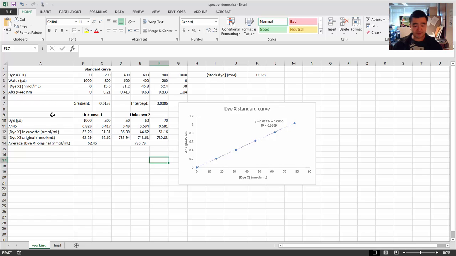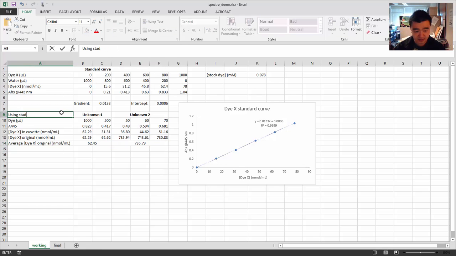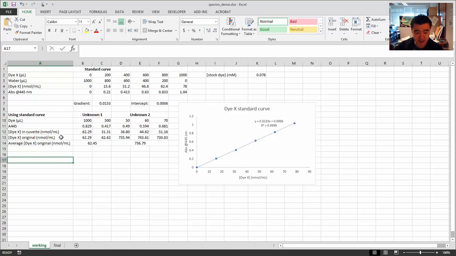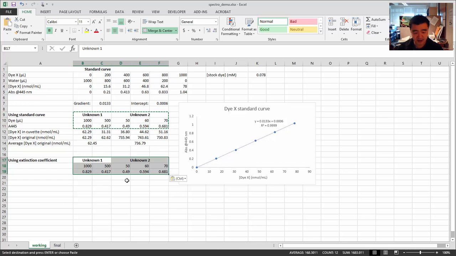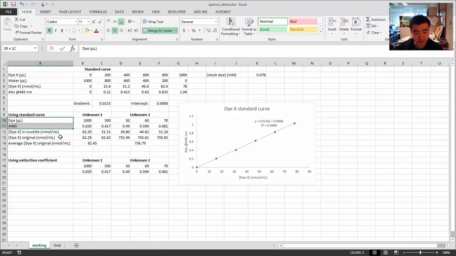Okay, so in this instance, what we've done is we've worked out the concentration of dye using our standard curve. So let's write using standard curve over here and put that in bold. Now another way to work this out is by using the quoted extinction coefficient. So let's put another heading down here saying using extinction coefficient. And let's just copy these data down here because we'll be using the same data again. We'll copy these data headers as well.